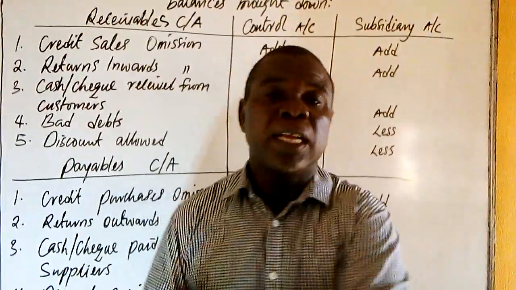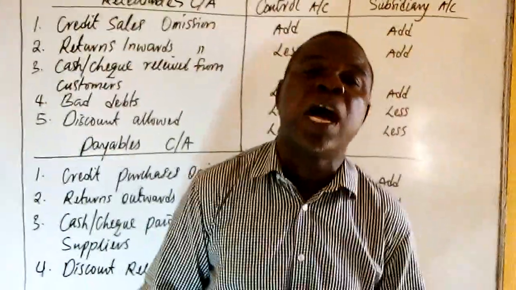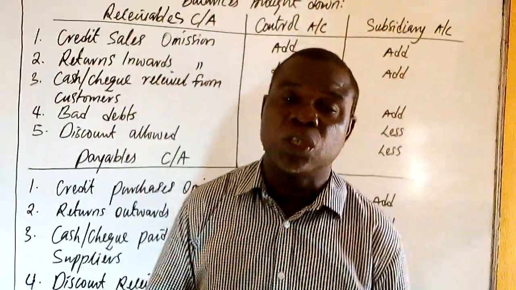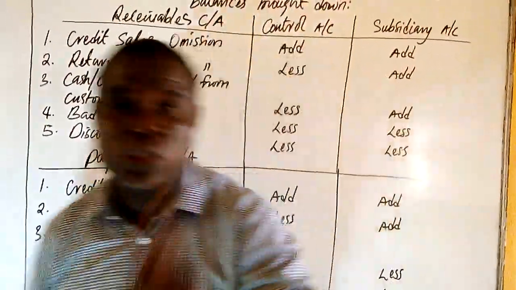Let's look at a brief illustration of how a control account is solved the way it should be, just using an item.